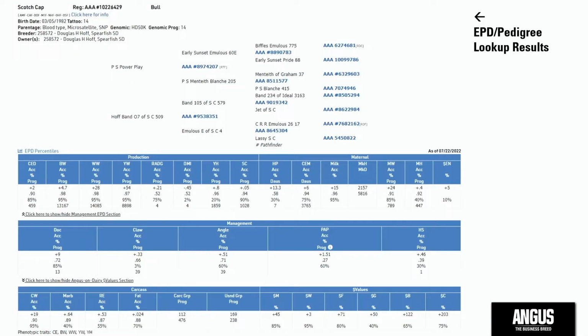There's a lot of information available on registered Angus cattle. One of the most popular features that we have on the American Angus Association website is the EPD Pedigree Lookup feature. Any registered animal with a registration number can be searched to see who owns that animal. Does that animal have genomically enhanced EPDs? What's the pedigree of that animal? Take a look at the EPDs, the progeny counts for each trait, things like accuracies and dollar values. There's a lot of information that's out there and available for any registered Angus animal.